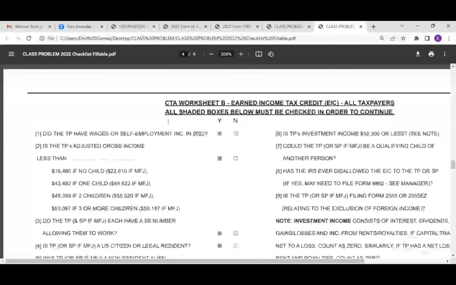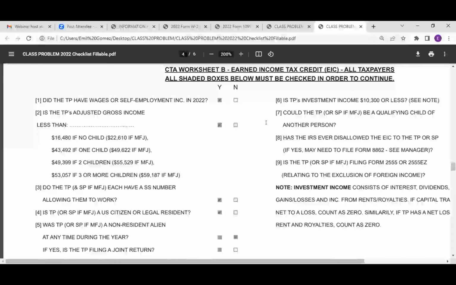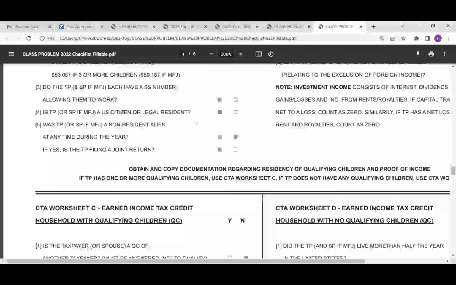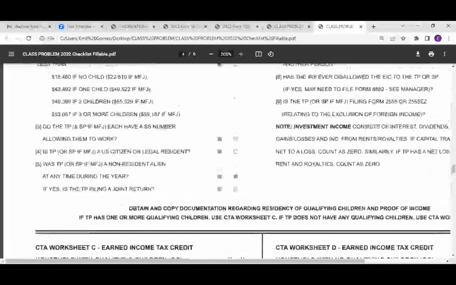Worksheet B, which is on page 4 now, applies to all taxpayers. Did the taxpayer have wages or self-employment? Did the person in effect have earned income? The answer is yes. Is that person, the taxpayer, in this case April, is her AGI less than these numbers? Well, she has one qualifying child, so she's under the number, yes. Is she a citizen of the United States? Yes. A non-resident alien? No. Doesn't matter in this case.